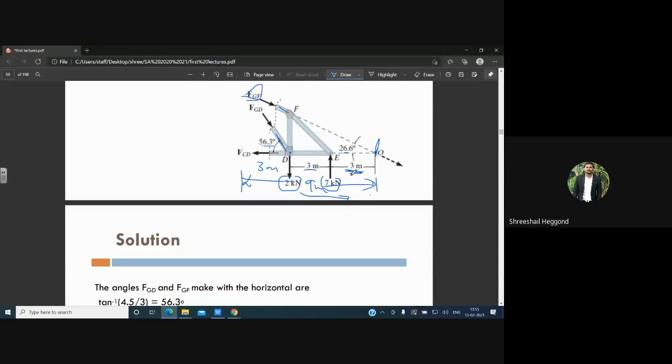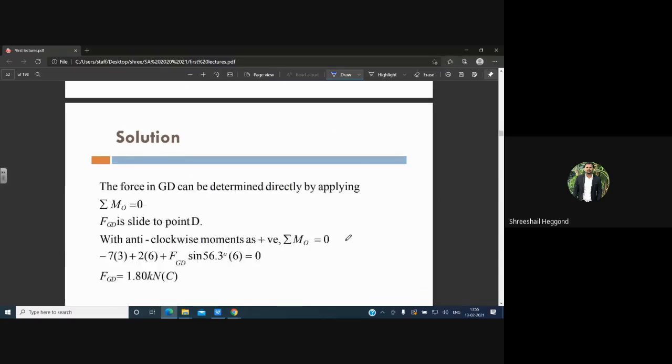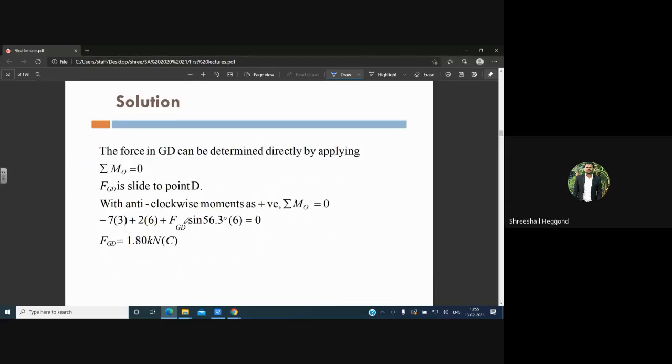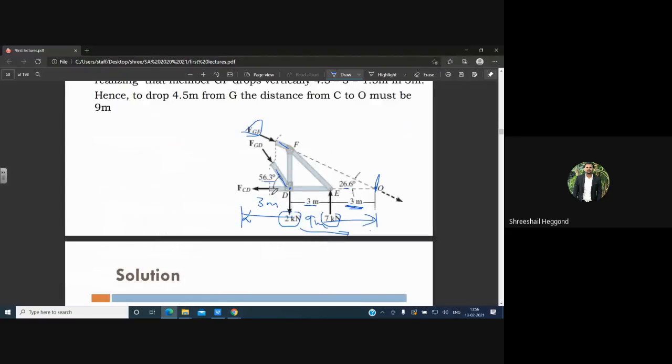And then the other member, FGD, is the only unknown member. That into the perpendicular distance will be 6 meters because it is acting at D point. D to E is 3 meters and E to O is 3 meters. Therefore, the total distance will be 6 meters. The sine component is considered for the inclined member force, and that can be calculated as 1.8 kilonewton in the compression zone. Initial considerations are already taken to be the compression direction. That is, GD is in compression.